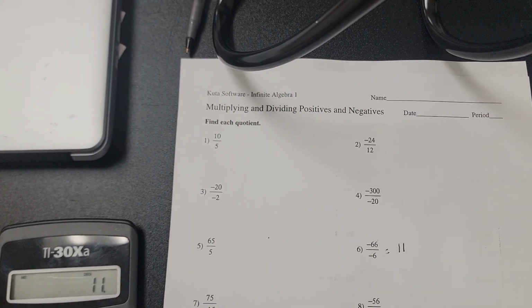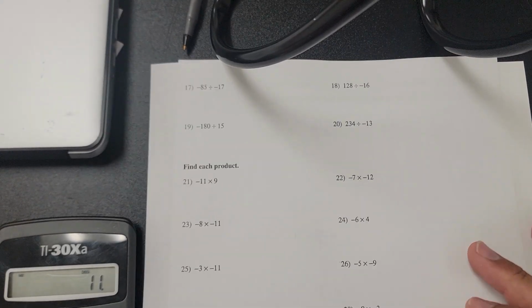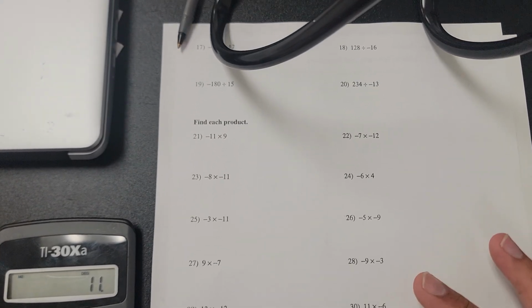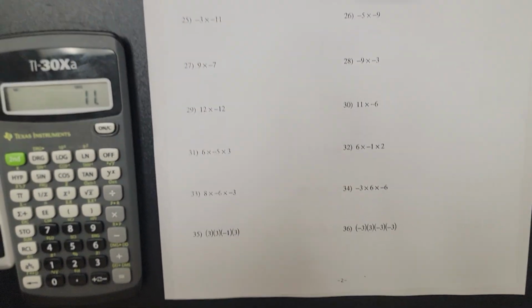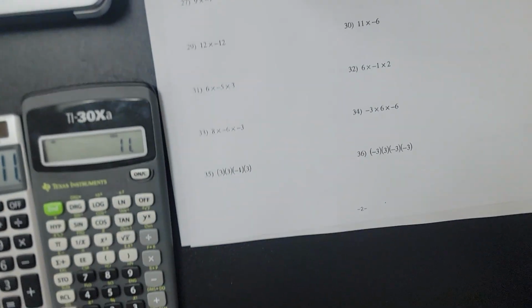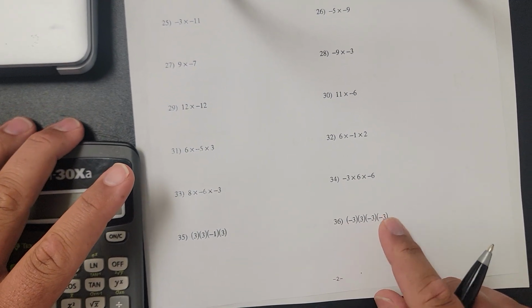Okay. So I'm not worried about the dividing and the multiplying. This is actually really easy. So we have this handout front and back. The only thing I would say is maybe just be careful when you're doing something like this. So negative 3 times positive 3 times negative 3 times positive 3.